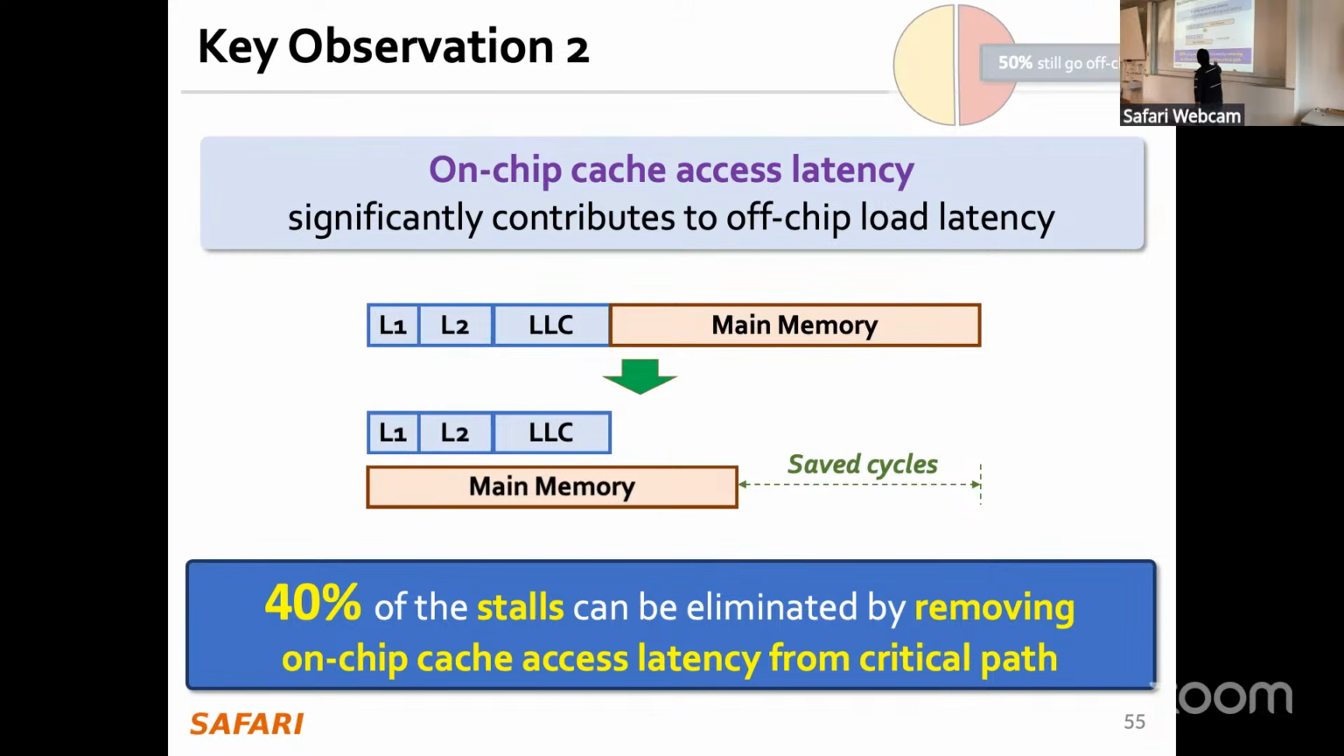But if you know that it is going to main memory, you can literally start accessing the main memory while you are accessing the cache hierarchy. That's what we call taking the on-chip cache access latency out of the critical path, meaning this latency is now hidden by the main memory latency, because main memory access is anyway longer than cache access. If you do that, the number of cycles you can save is actually huge. We showed in this paper that 40% of the stalls caused by loads going off-chip can be reduced if you simply take the on-chip cache access latency out of the critical path. If you can make it parallel, that actually works.